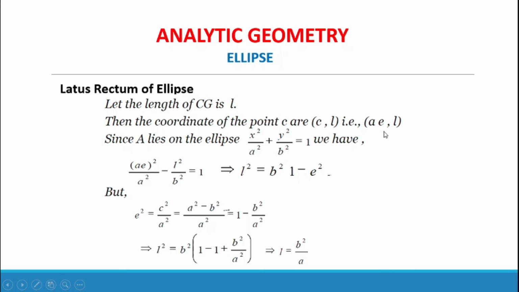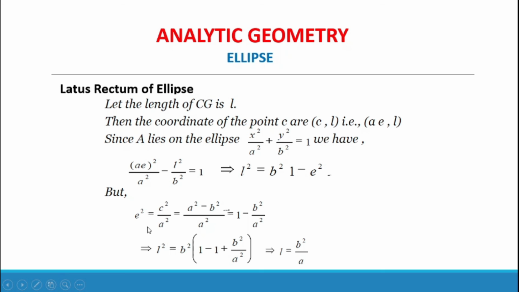or ae comma L. Since A lies on the ellipse x squared over a squared plus y squared over b squared equals 1, we have ae squared over a squared plus L squared over b squared equals 1, or L squared equals b squared times 1 minus e squared.